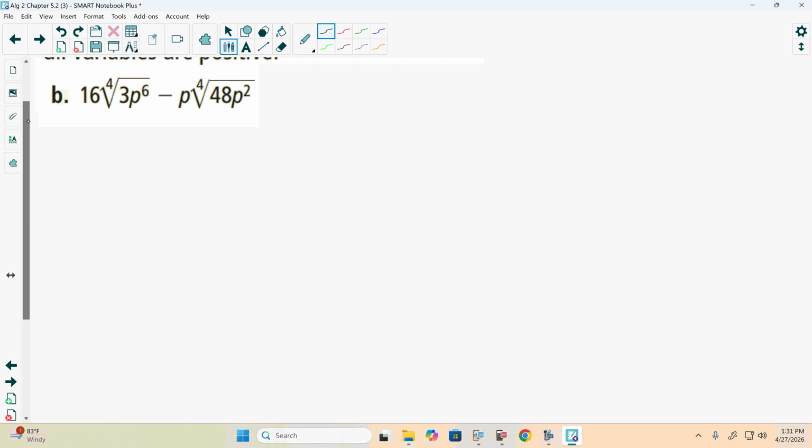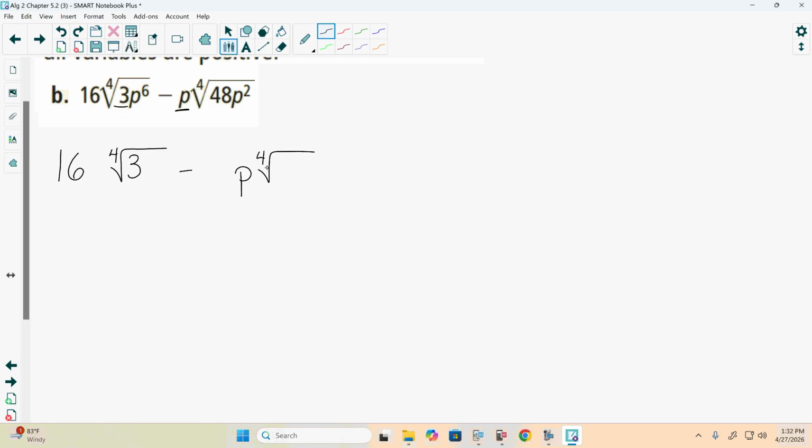16, 4th root of 3p to the 6 minus p 4th roots of 48p squared. Okay. 16 is not going anywhere. Can I take the 4th root of 3? Nope, 3 is prime, so 3 has got to be there. 4th root of p to the 6. If a variable has an exponent bigger than the index, it's going to have to reduce. Minus. p's already outside, it ain't going nowhere.